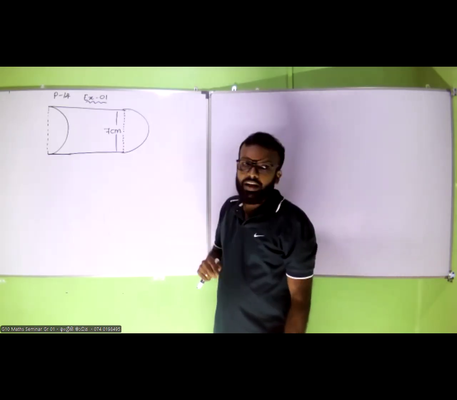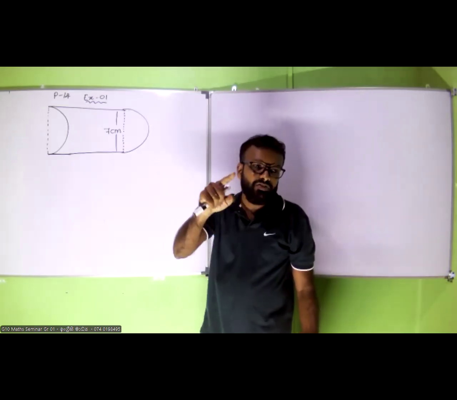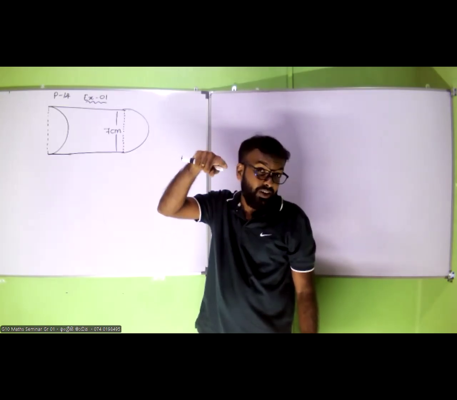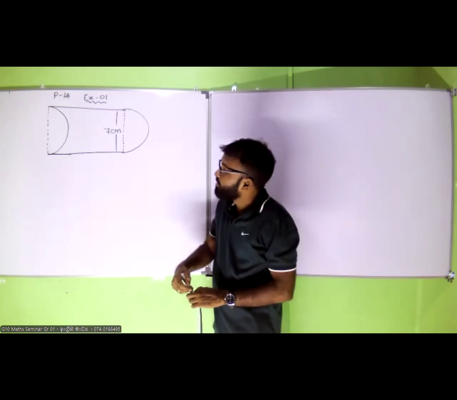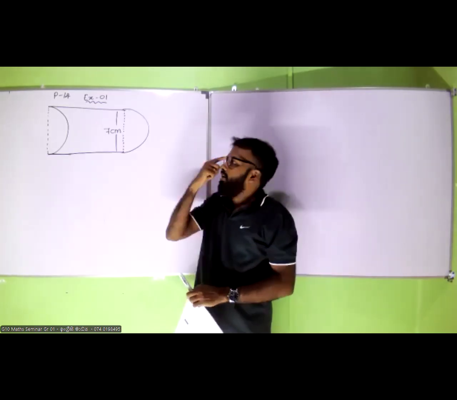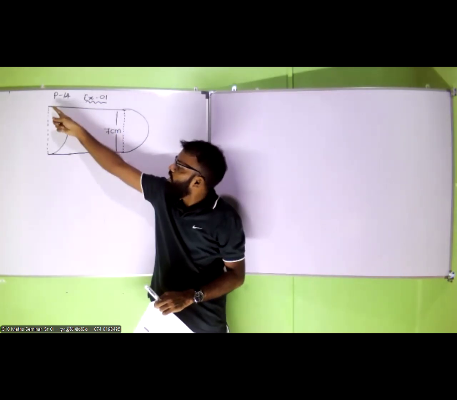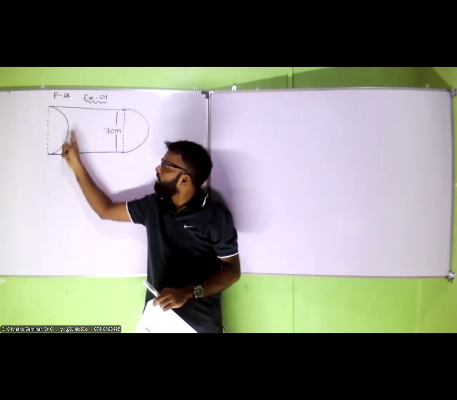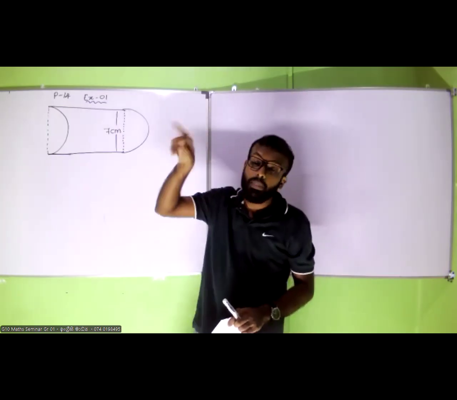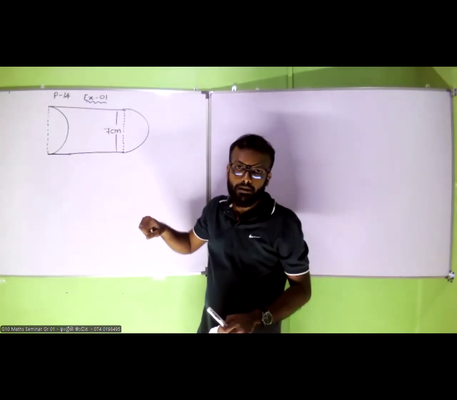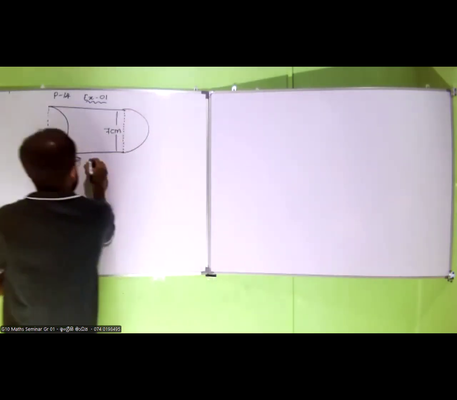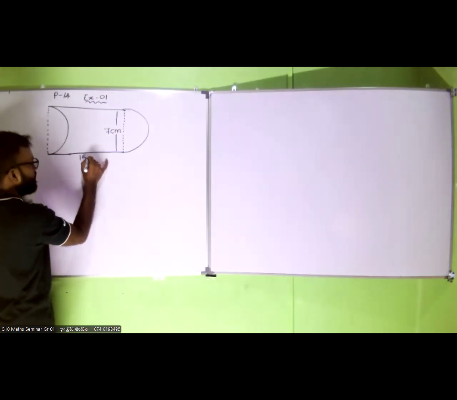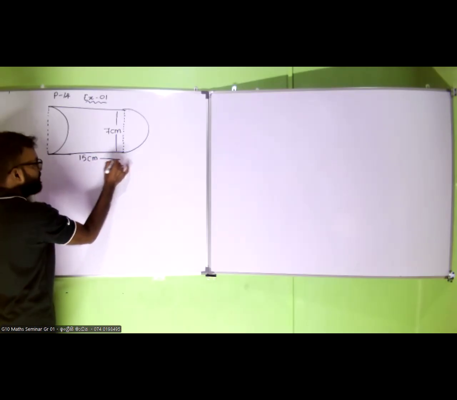Most of you will understand where you went wrong. Look at the board now. I told you that you have to add this length, this length, this length, and this length to find the total perimeter of this plane figure. Also, this length has been given as 15 centimeters.